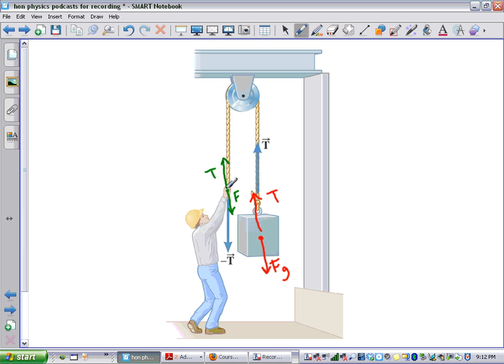Now, if the tension and the force of the man's hand are equal, so we have congruency marks here, then we must also have congruency marks over here.